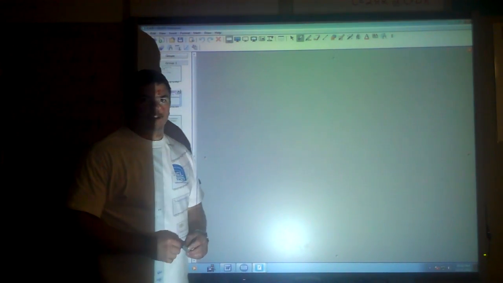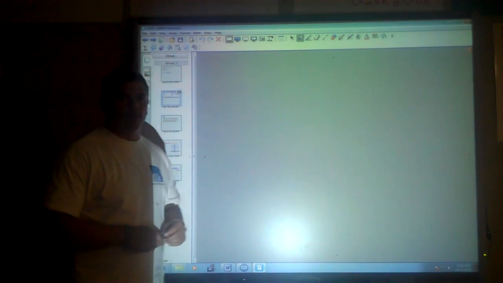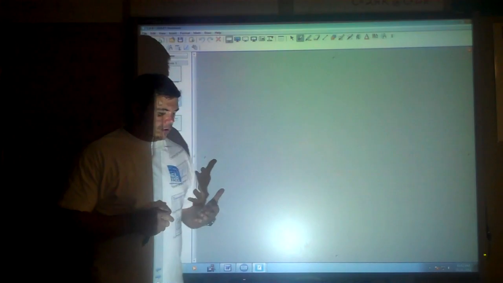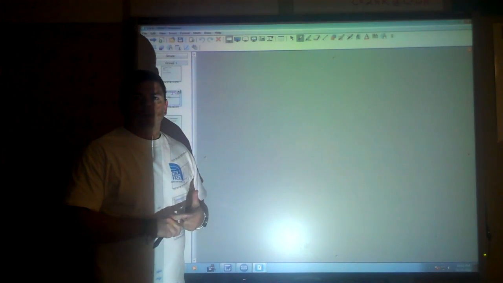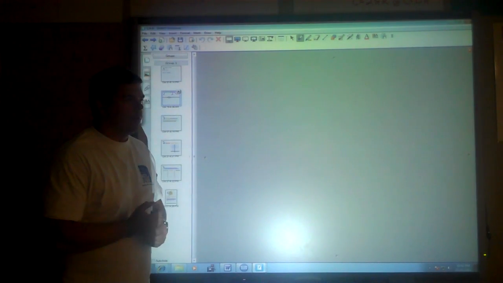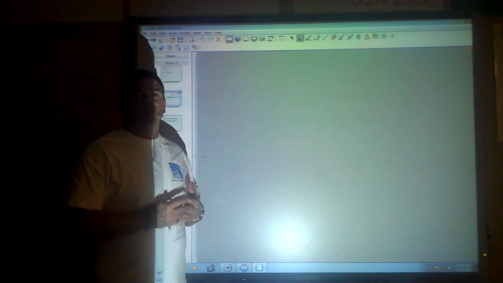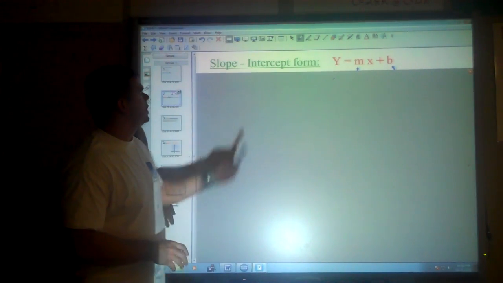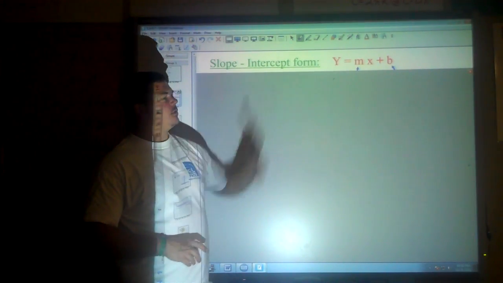Algebra lesson 4-6, continuing our theme with graphing. Now that we've spent some time working with x and y intercepts, making input-output tables, and also looking at slope, we'd like to take all of this and put it together in a form that is a little bit easier, known as the slope-intercept form.